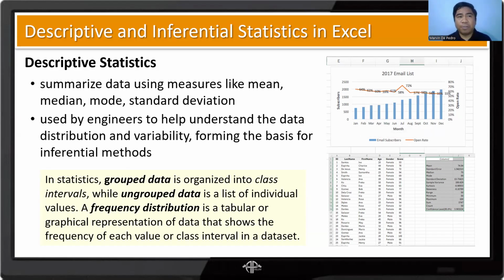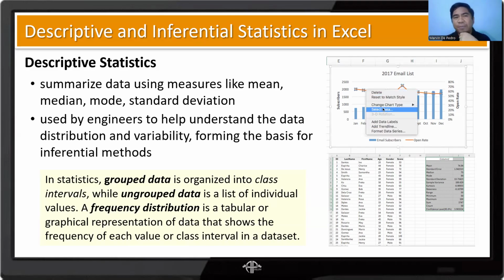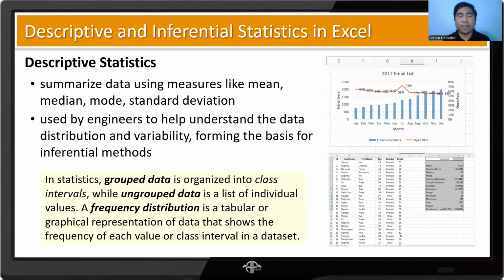So one of the things that we do in descriptive statistics is we also create a frequency distribution, especially when we have categorical data. We count the frequency for each value answered in our categorical fields. For example, we have options like red, blue, yellow, and green.